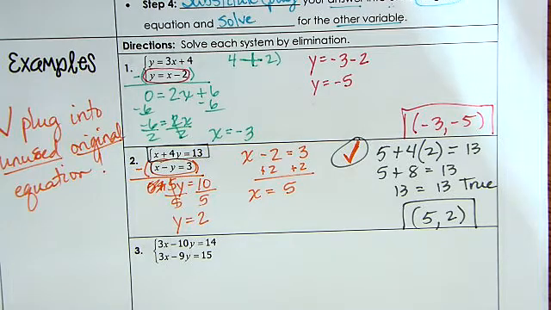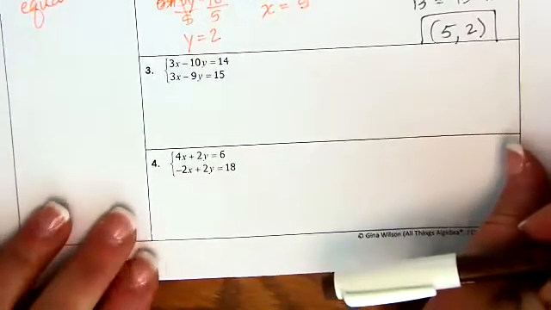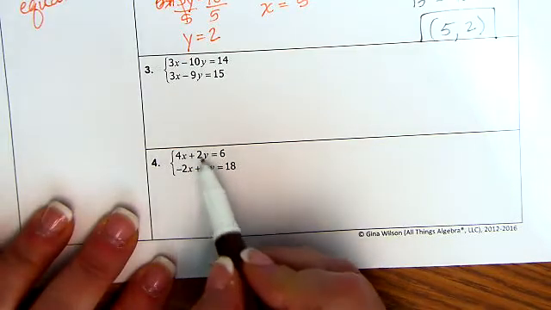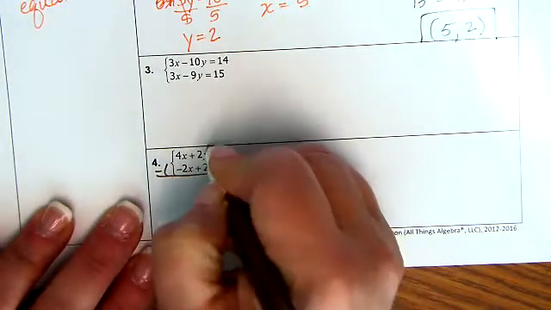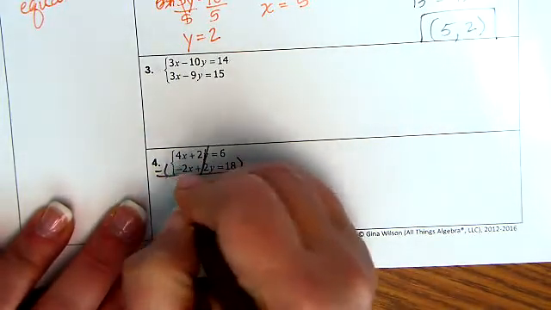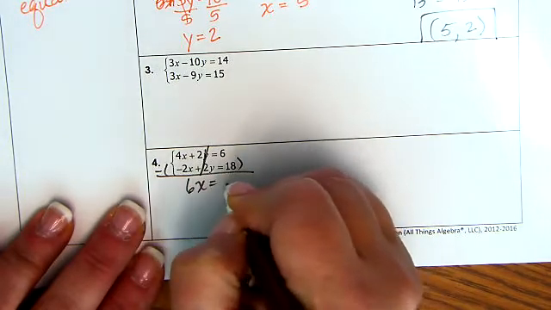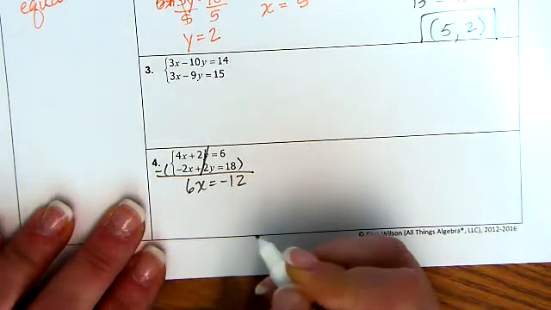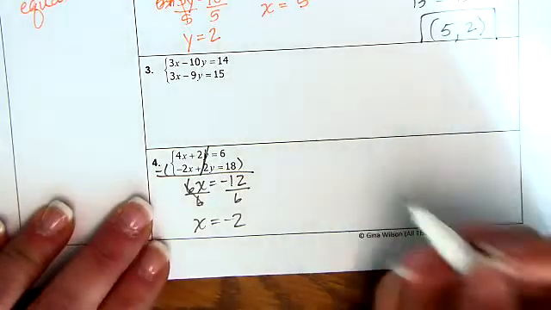Okay. Looking at the next type of problem. Number 4. Okay, now we're looking at, well, those two aren't the same, but these two are, but they're both positive again. So I'm going to subtract. These cancel out. So I'm going to have 4 minus -2. So that's going to become 6x equals 6 minus 18. So that's going to give me -12. Divide by 6, divide by 6. X equals -2.